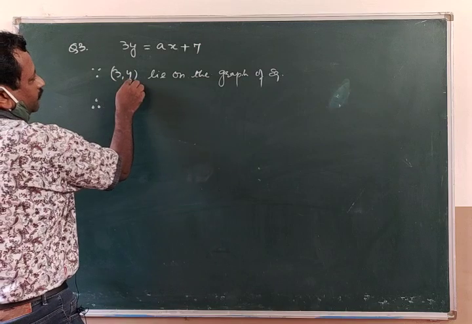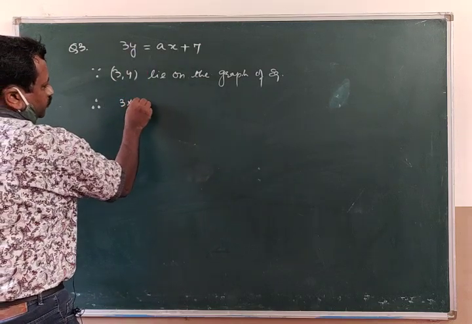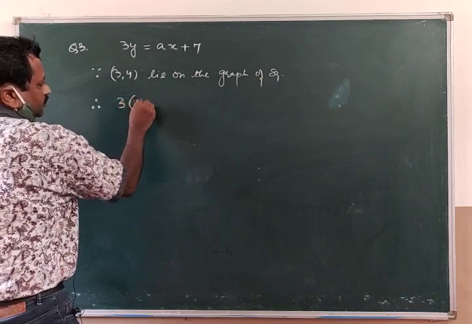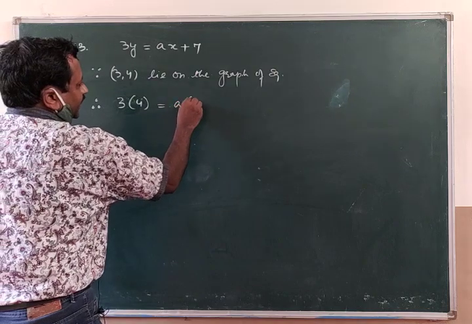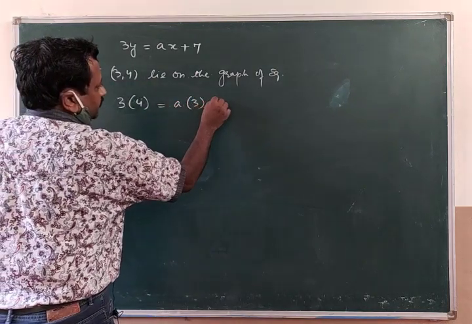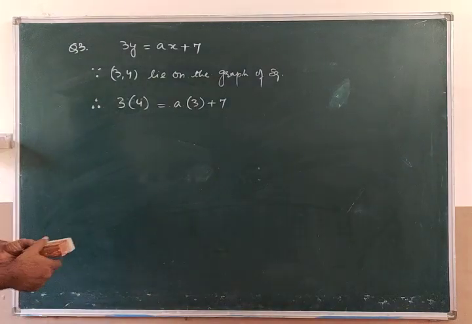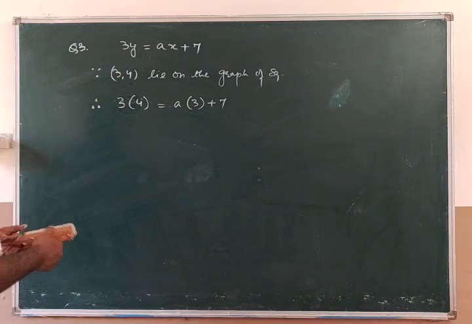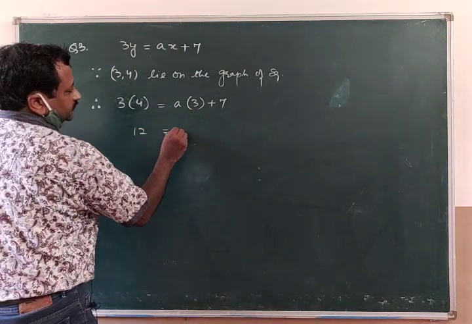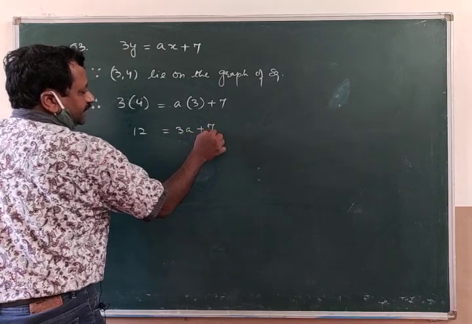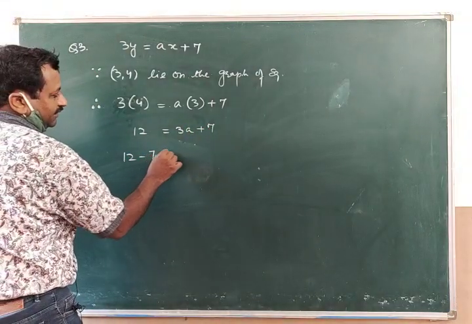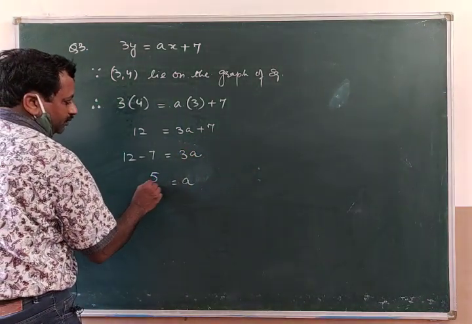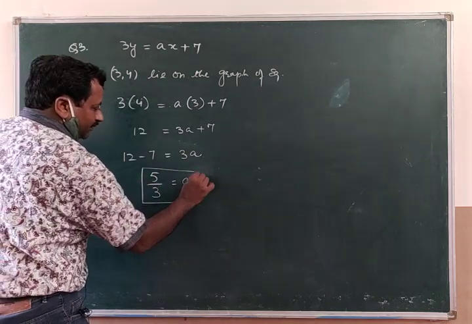So put x equal to 3, y equal to 4, or you can write 3 into 4 is equal to a into 3 plus 7. So we can write directly left hand side equal to right hand side, because this is the solution of the equation. So 12 is equal to 3a plus 7. Take the 7 to this side. 12 minus 7 equal to 3a, and a equal to 5 upon 3. This is the value of a.